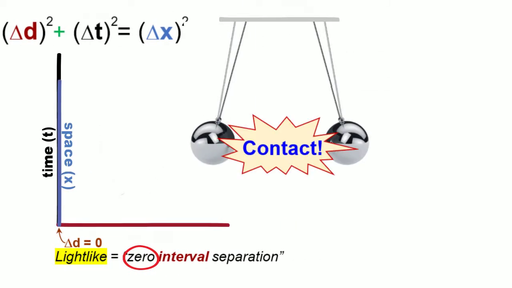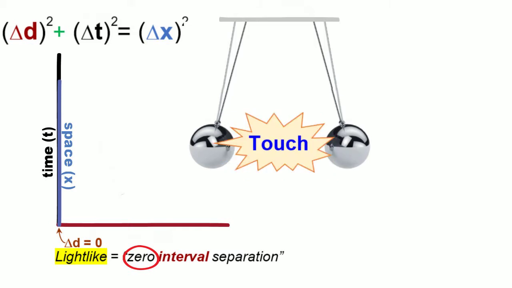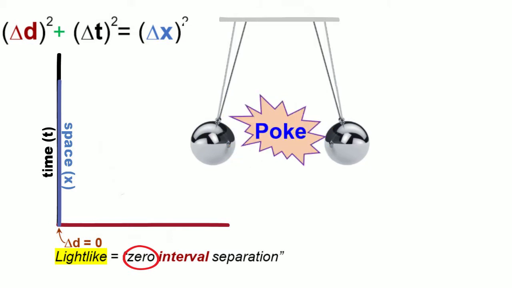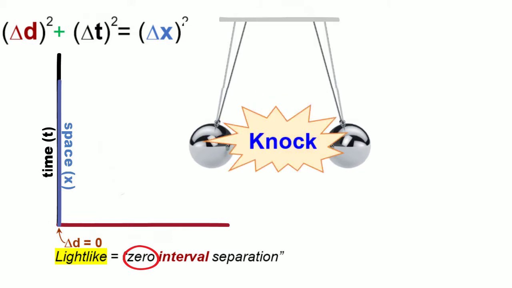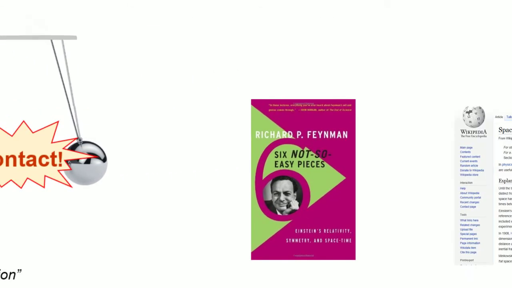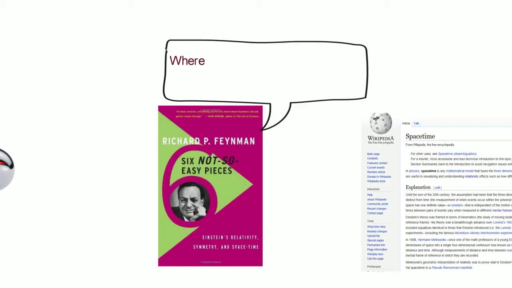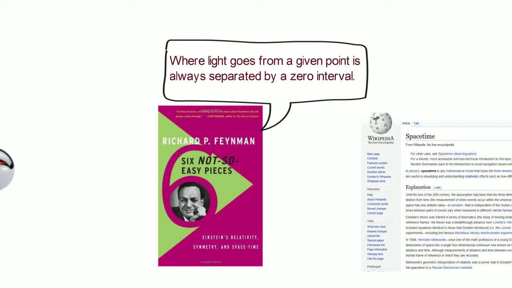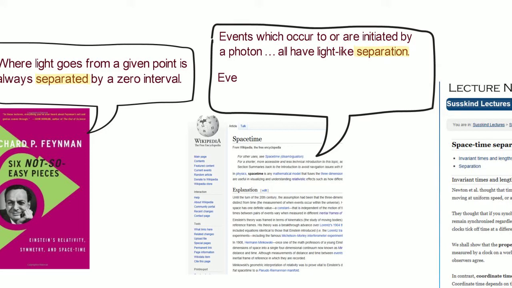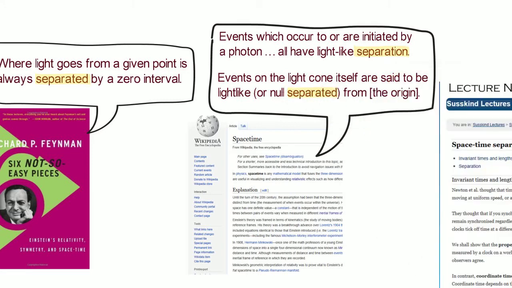It means contact, or touch, hit, bump, tap, whack, bonk, poke, knock, and if you're sophisticated, interact. In the end, zero separation means what it's always meant: contact. Reading will not give that impression. Some examples: where light goes from a given point is always separated by a zero interval. Events which occur or are initiated by a photon all have light-like separation. Events on the light cone itself are said to be light-like or null separated from the origin.